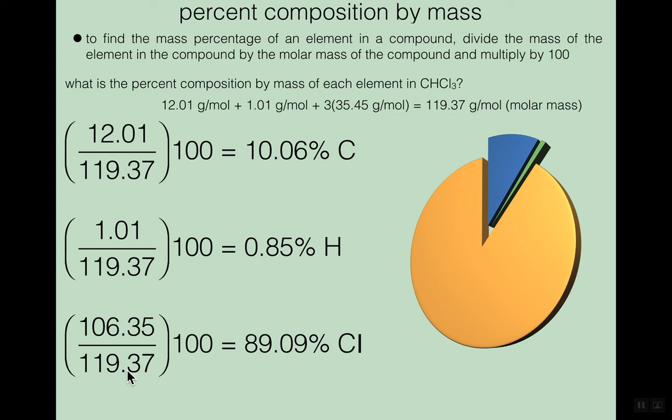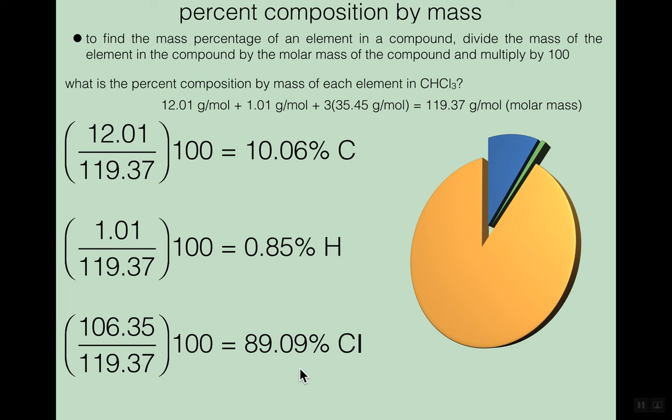Then this one here is the molar mass of the 3 chlorines. So you have to add up the molar mass of the 3 chlorines. It's not just one chlorine, because there isn't just one chlorine in this compound. There's 3. So you add up the 3 chlorines and then divide that molar mass by the molar mass of the whole compound. Multiply by 100, and you see almost 90% of this compound is chlorine.